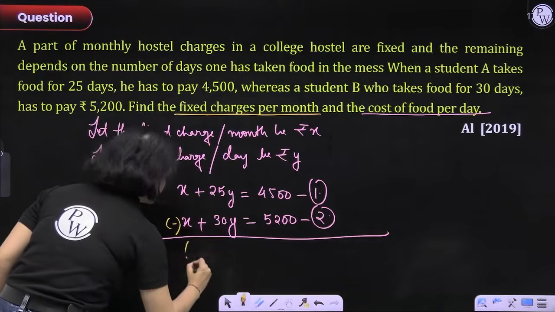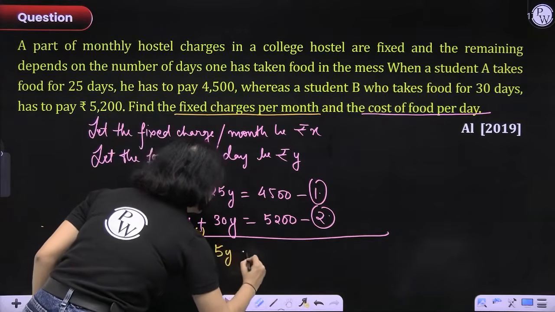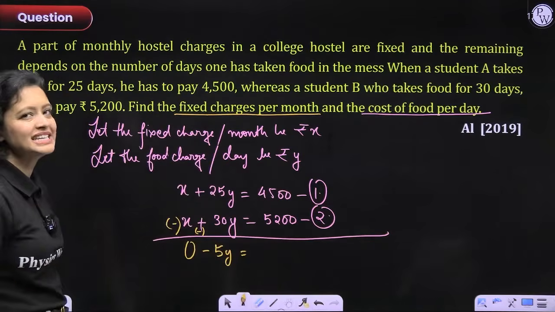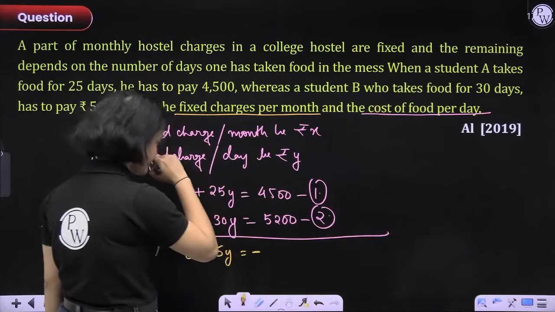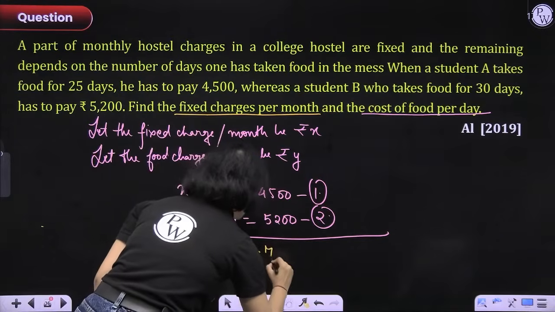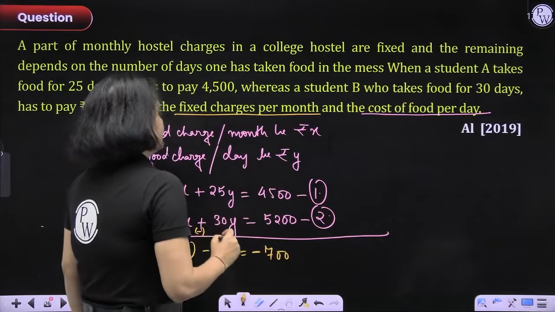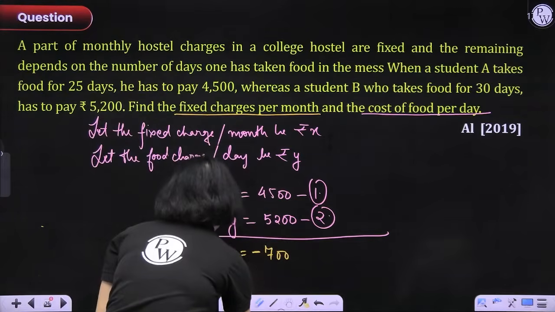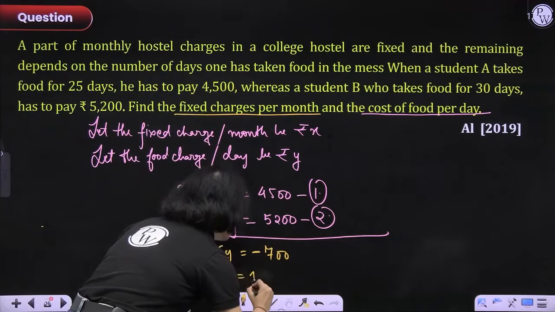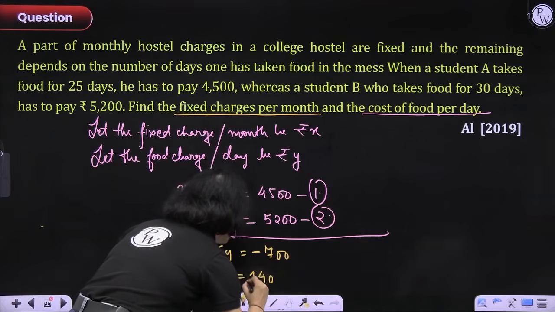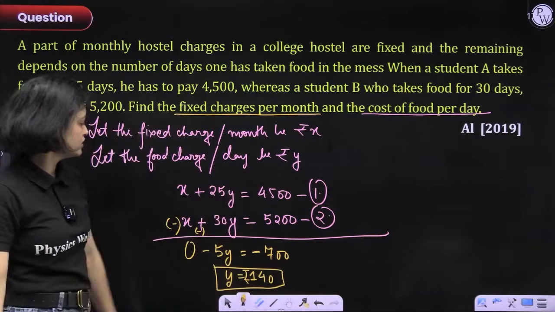x minus x, 0. 25y minus 30y, minus 5y, is equal to 4500 minus 5200. So that would be minus, sorry everyone, 700. Okay. Now, let's simplify this. So y comes out to be what? y will come out to be 140 rupees. Right? This is what you'll get.